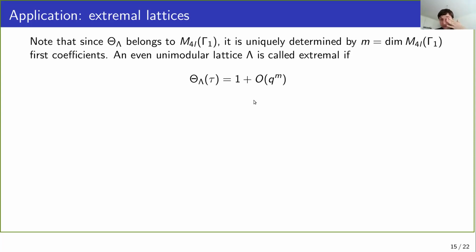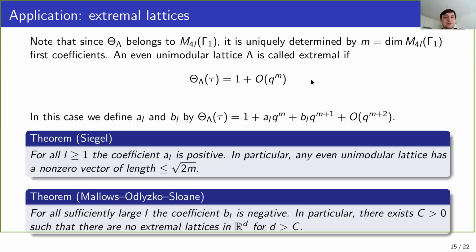If there is an even unimodular lattice Lambda with such a theta function, we call it extremal. One might think that it cannot vanish also at q to the m, but that's actually a non-trivial fact. If you define the next two coefficients, this is a well-defined form. It depends only on L, and all extremal lattices have the same theta function simply by definition.